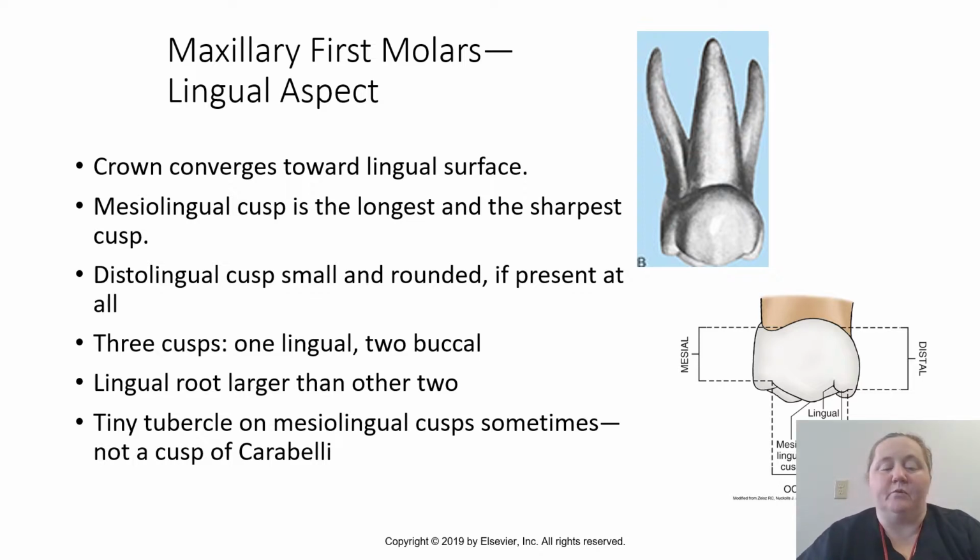There are three cusps, one lingual and two buccal. The lingual root is longer than the other two, and there are tiny tubercles on the mesiolingual cusp sometimes. And that wouldn't be a cusp of Carabelli, it's a tubercle, okay?